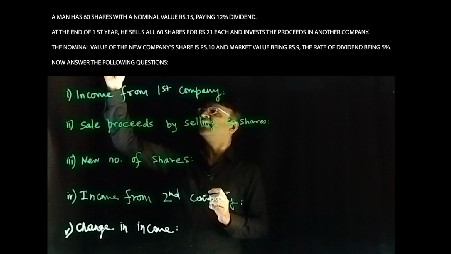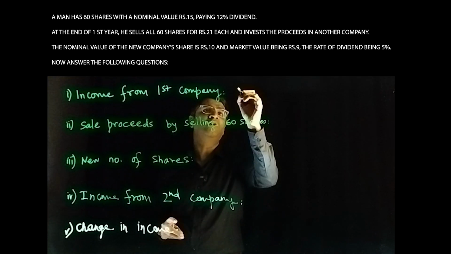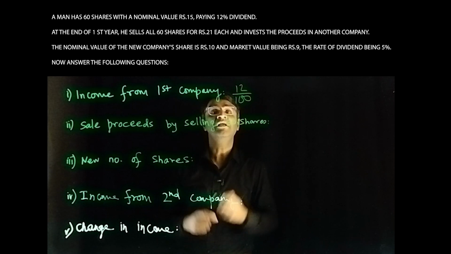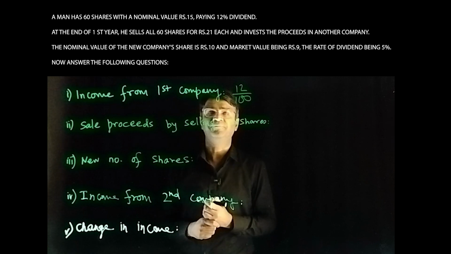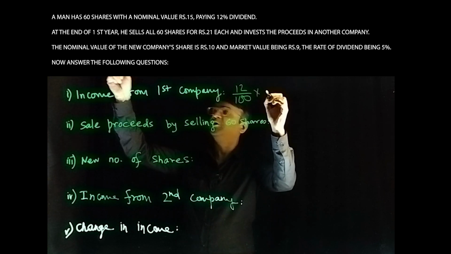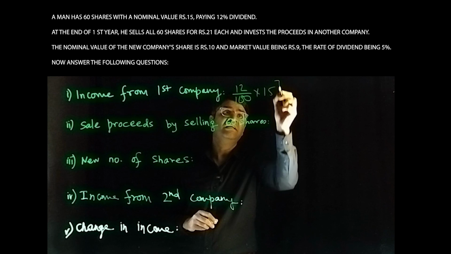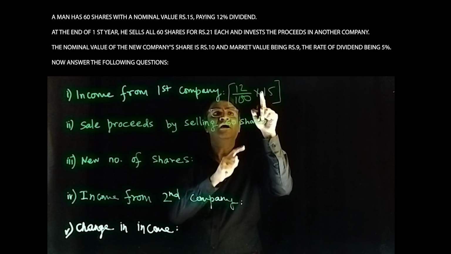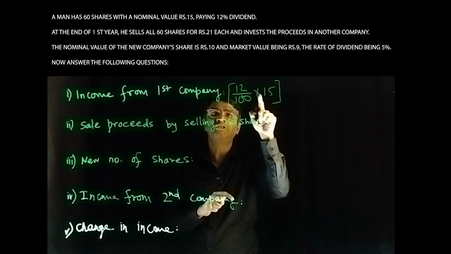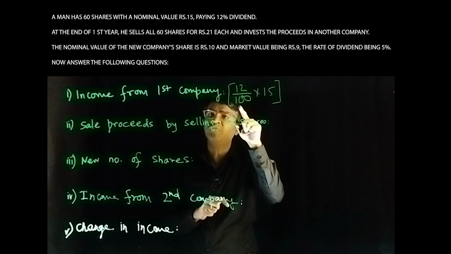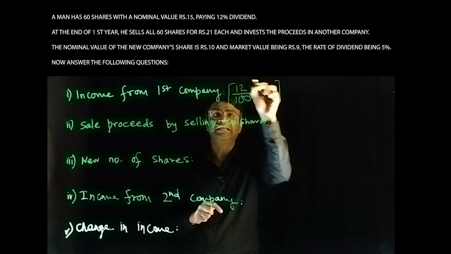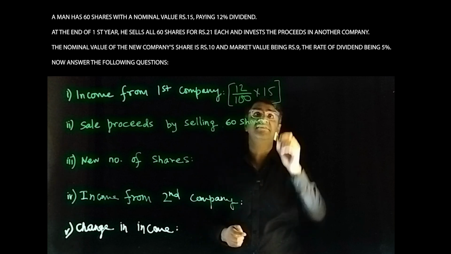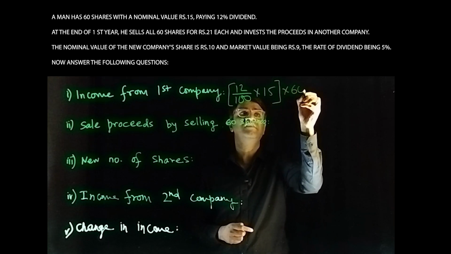It says that the dividend is 12%, so it has to be 12 by 100. Percentage means there has to be 100 in the denominator, into nominal value. Nominal value is 15. This gives me income from one share. If I hold a 15 rupees nominal value share and it is giving me 12% dividend, this is the income from one share. But how many shares do I hold? I am holding 60 shares, so into 60.